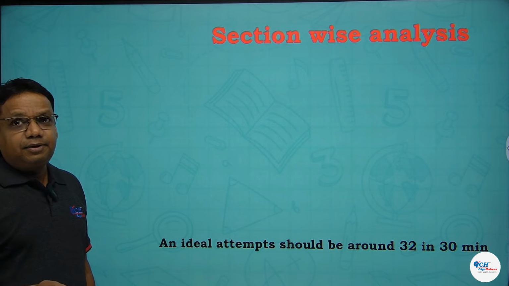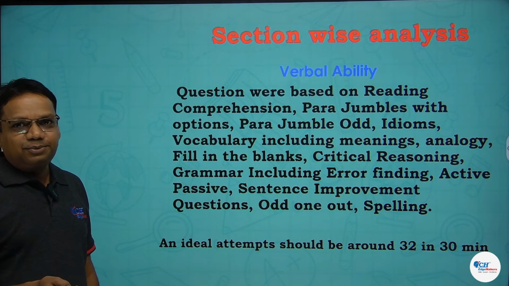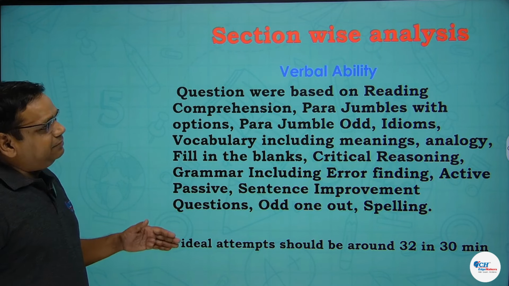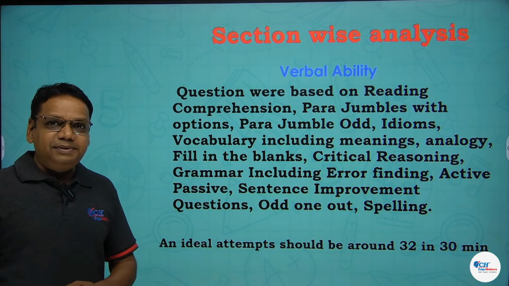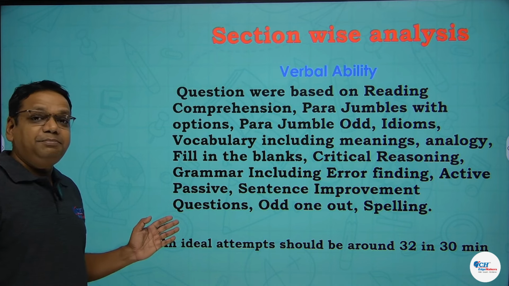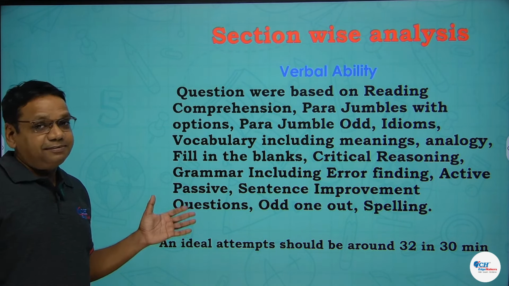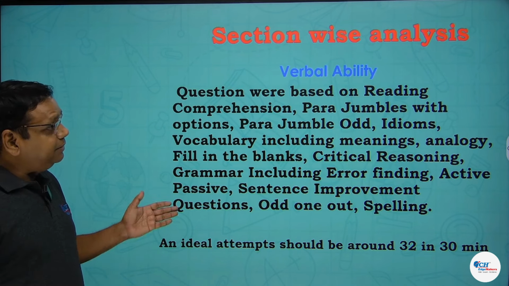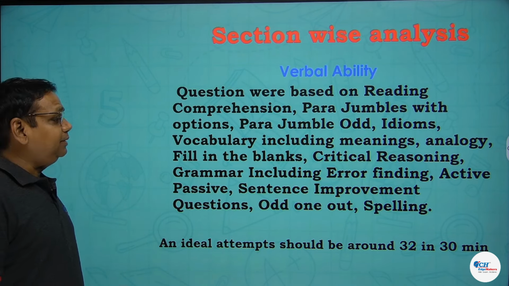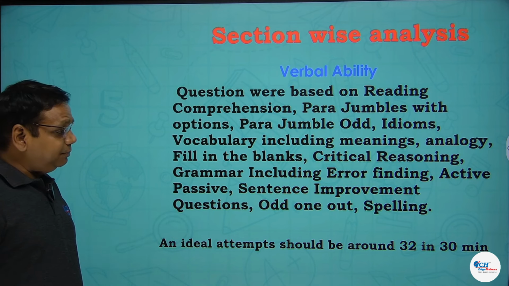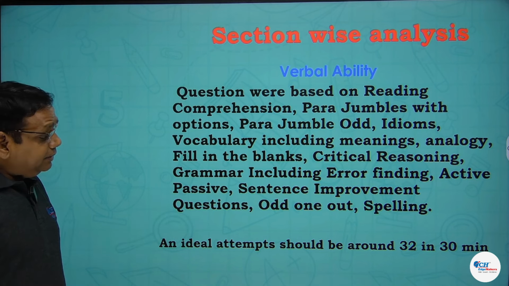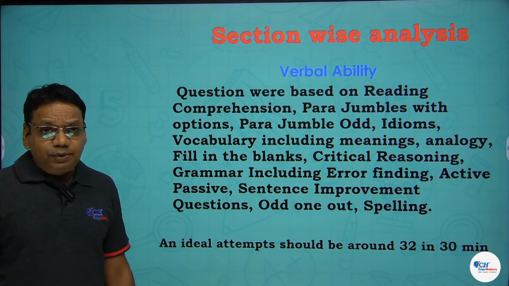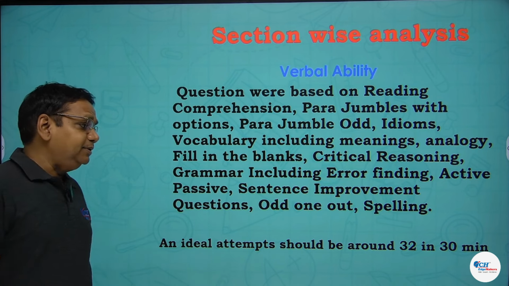Then if we talk about the verbal ability section, as far as my discussion with most of the students today is concerned, this section bothered you very much because the difficulty level was very high as compared to the last 2 years. The questions were based on reading comprehension, and a few other topics, as you can see, and an ideal attempt in this section can be 32.